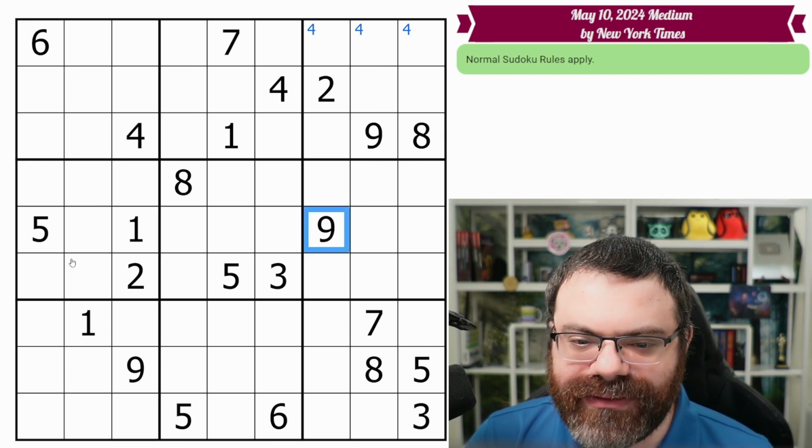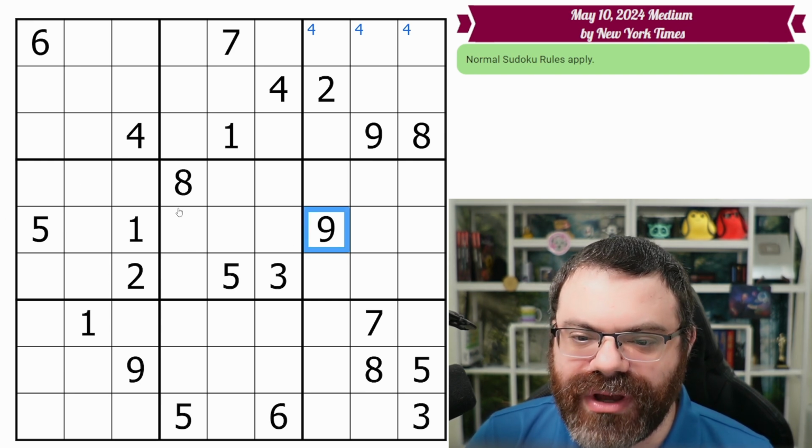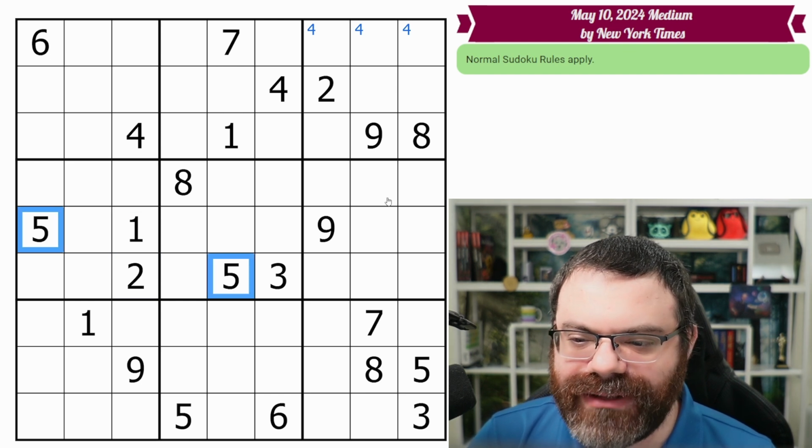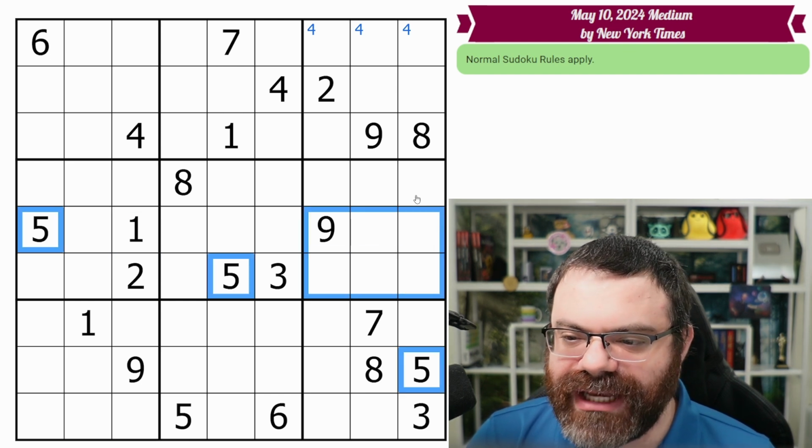Okay, so we're going to start with this 9. There are no other 9s in the band. Now I'm going to do this 1, 2, 5, and we see that 5 is the only repeat. These 2 5s look in. This 5 looks in here.